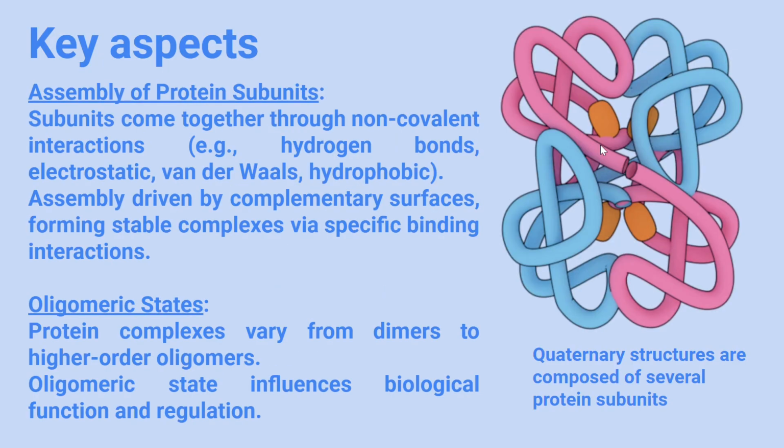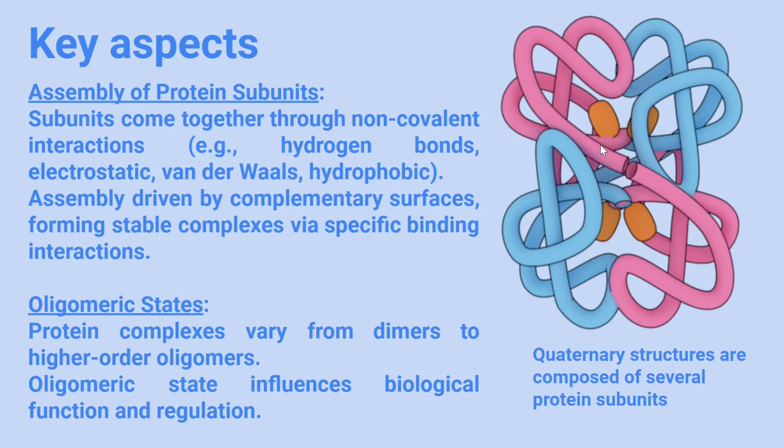Let's see now some key aspects of protein quaternary structures. So one of them is assembly of protein subunits. Protein subunits come together through non-covalent interactions, such as hydrogen bonds, and hydrophobic interactions as well. The assembly of protein subunits is often driven by complementary surfaces on the individual subunits, allowing them to form stable complexes through specific binding interactions.